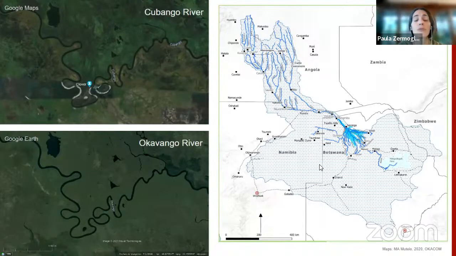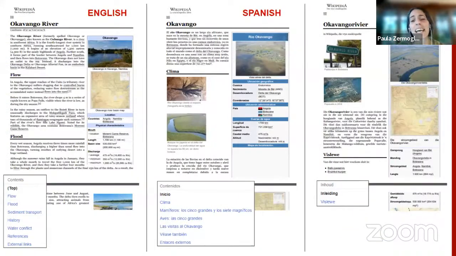Now, if we wanted to learn more or to understand better where the Okavango River is, if we should consider just a piece of the river or the whole watershed, we say, well, let's go look for information in Wikipedia. Let's do that. And here I'm showing you the pages in Wikipedia for 3 different languages. There are more, but here I'm showing English, Spanish, and Afrikaans.